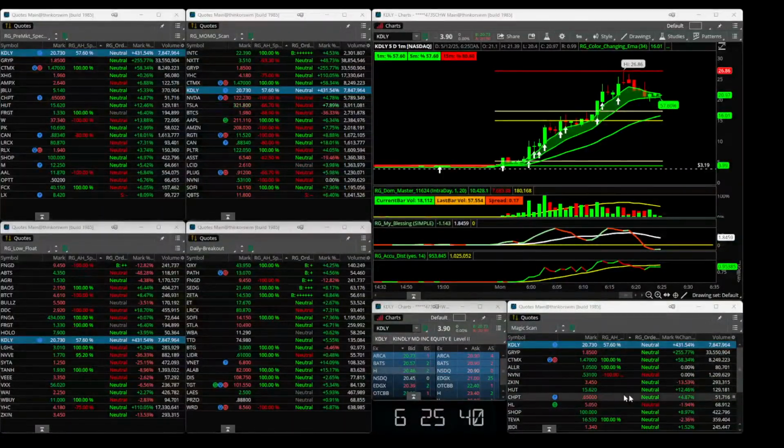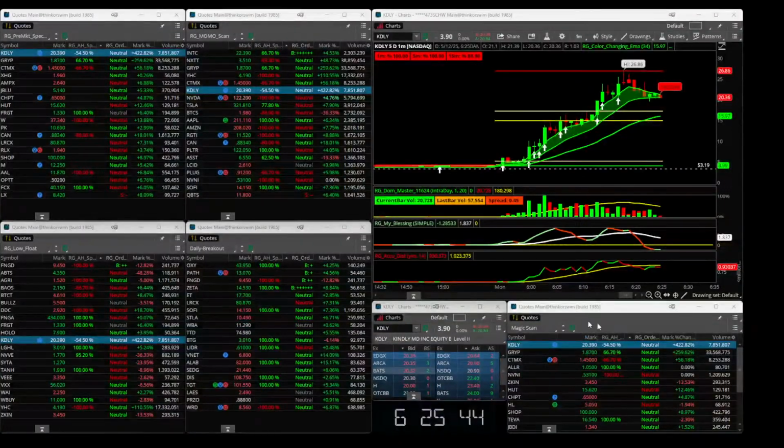Don't forget about Magic Scan. This is a very powerful scan down here as well. That's why it's over here on the side. Just watch for percentages right here.